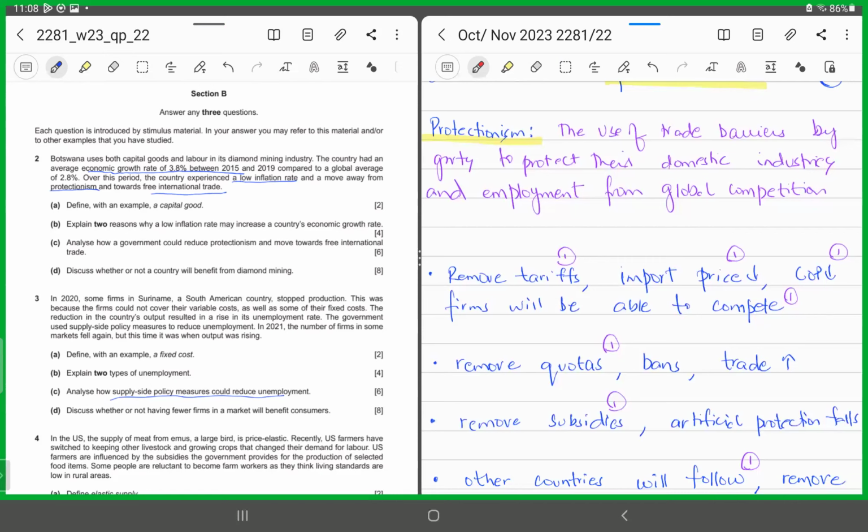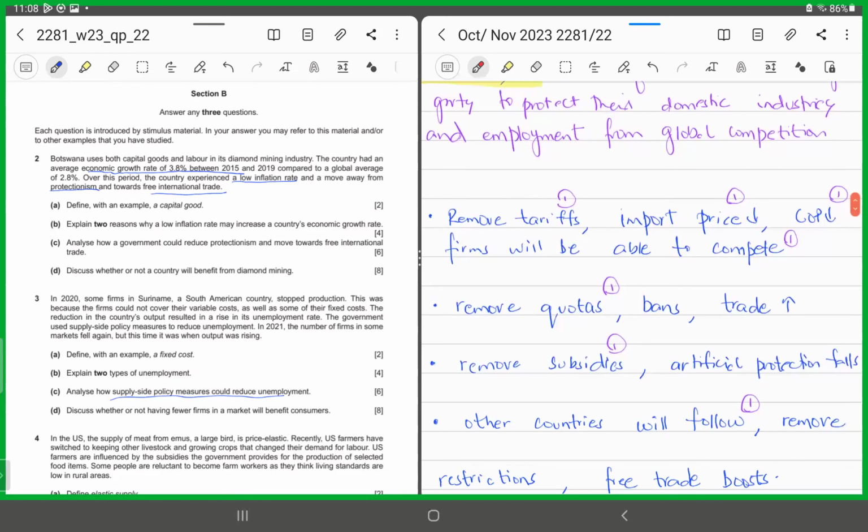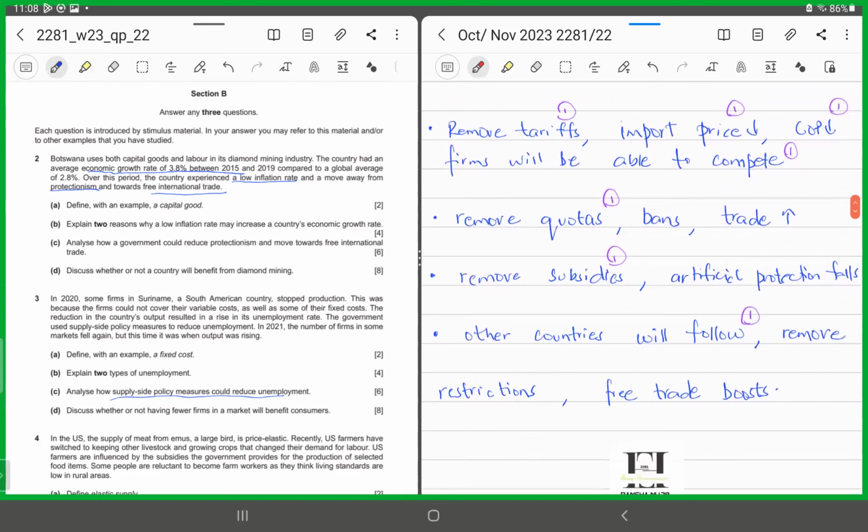All right. You can say that yes, removing quotas and uplifting bans would also promote higher levels of free trade. The government stopped giving subsidies to its domestic industries. Artificial protection will fall. That's also a movement towards free trade.